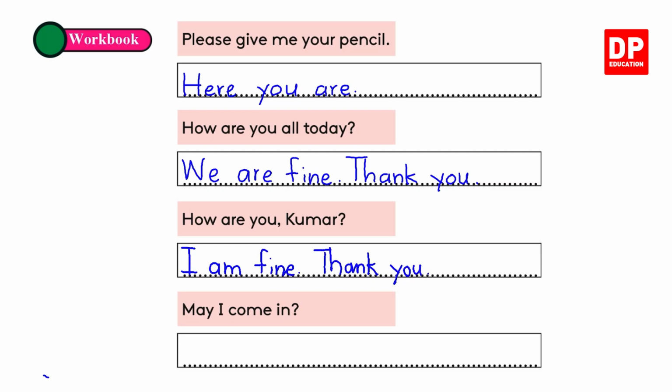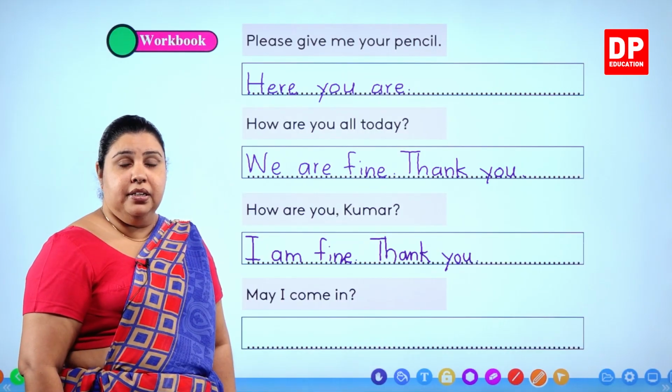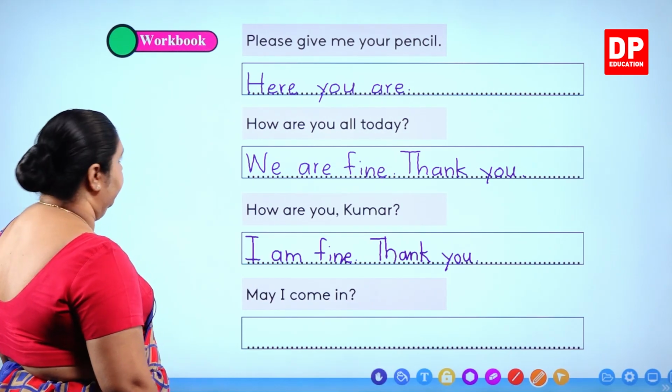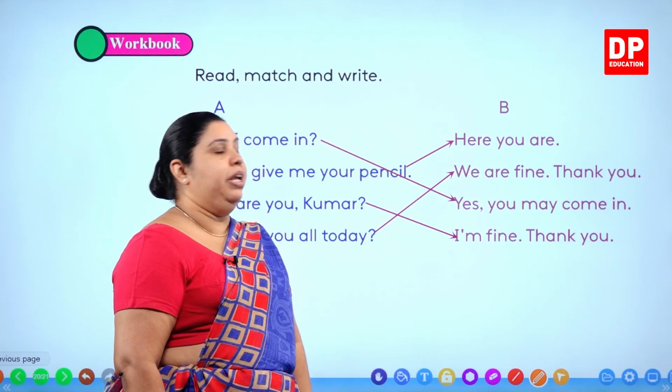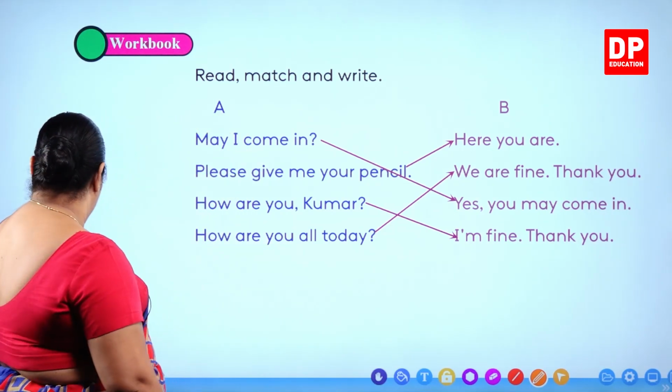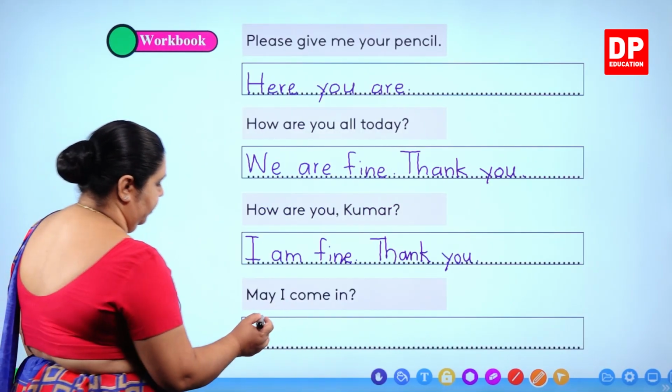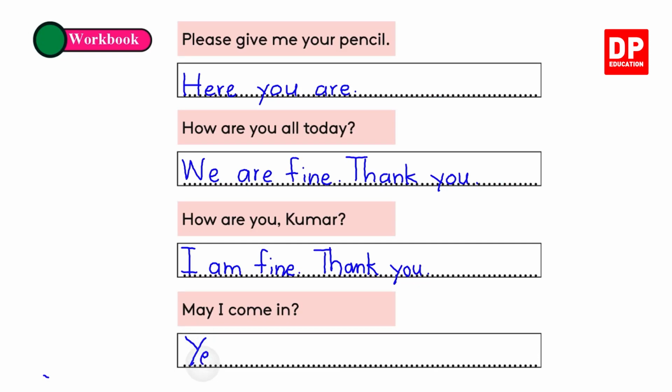Right. The last question. May I come in? May I come in? What is the answer? Yes, you may come in. Yes, comma. You may come in. Yes, you may come in.